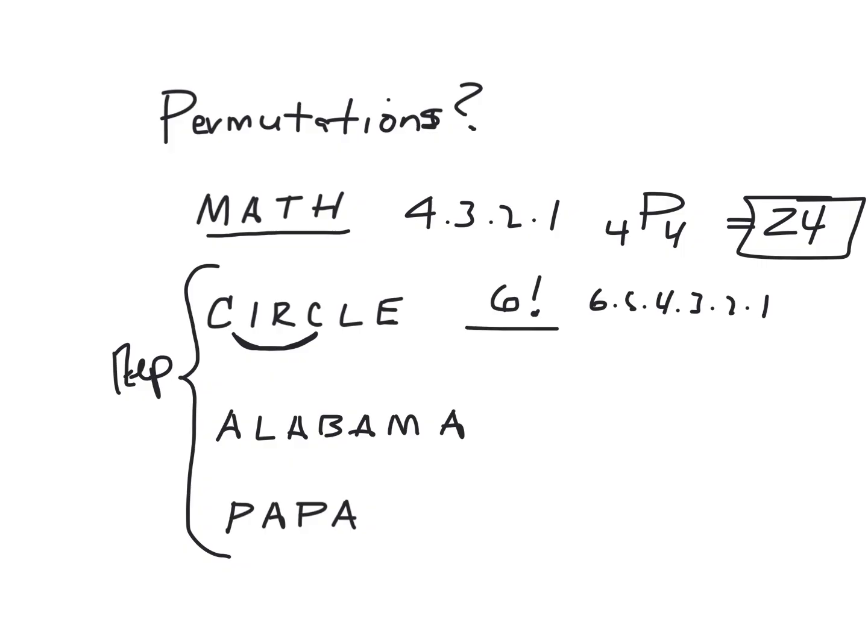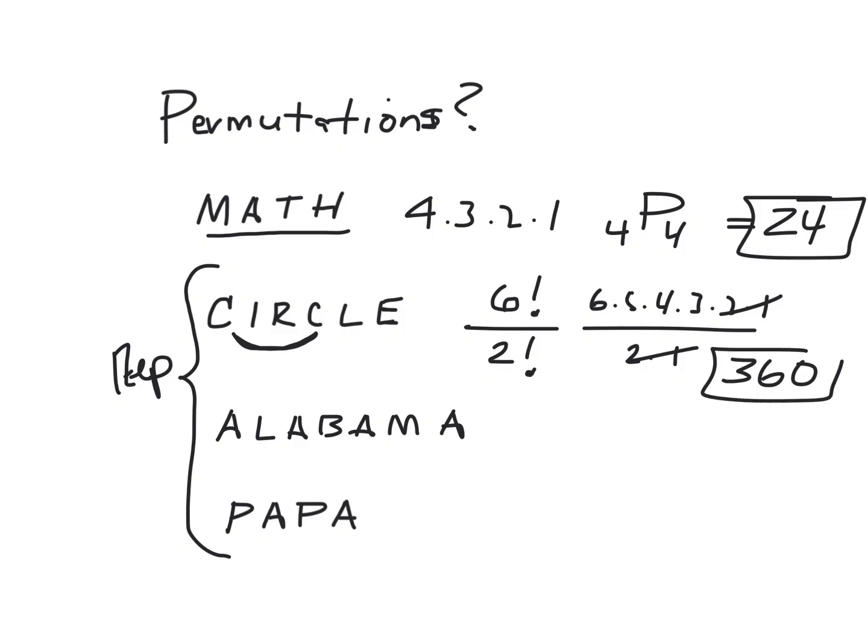I'm going to divide by, since I have 2 C's, 2 factorial, which is 2 times 1. Those 2 times 1s would cancel, and I'm going to get 360. I could also, on my calculator, put in a 6, go to probability, the factorial button is the 3rd in that list, and then divide by 2 factorial, and that still gives you the 360.